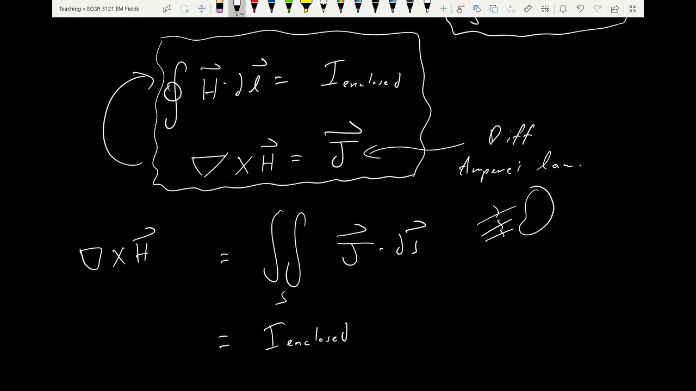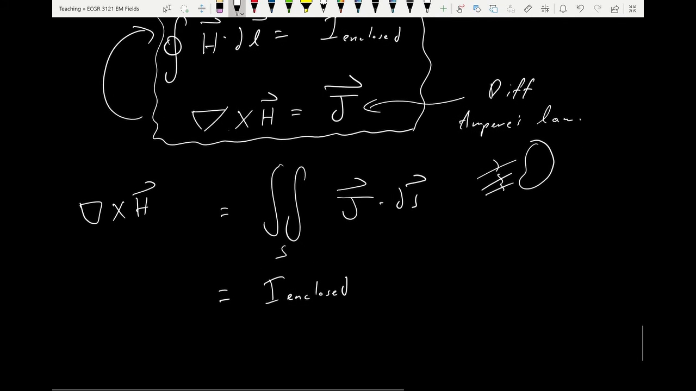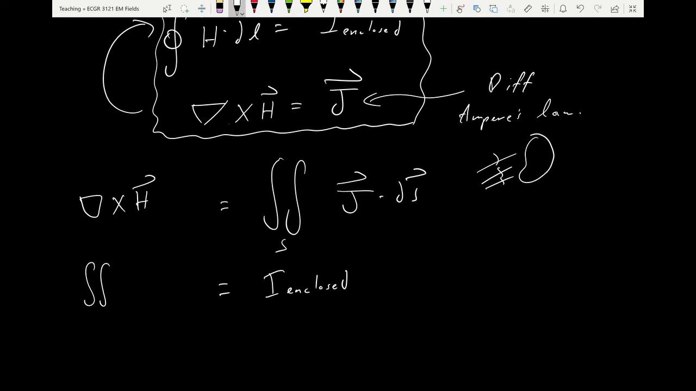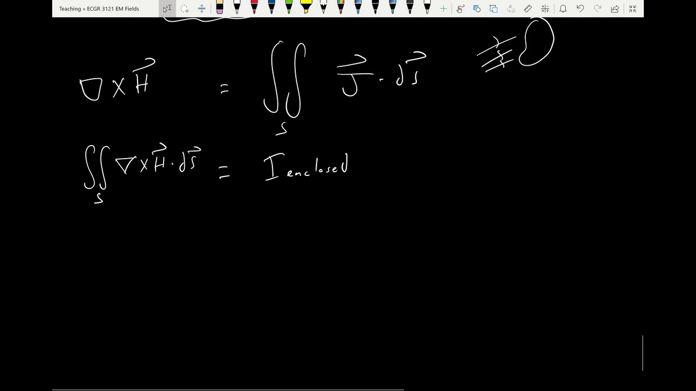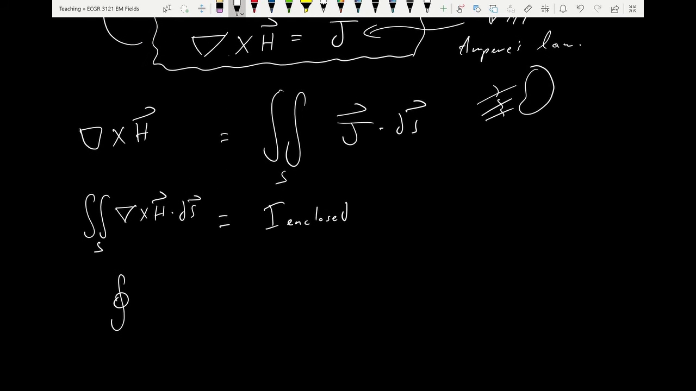J is current density. I integrate J over the surface, I get the total current. And what happens when I integrate over that same surface a curl dot dS? Well, here we can apply Stokes' theorem, right? So this is equal to the circulation over the boundary of this surface, of H dL, equals I enclosed.